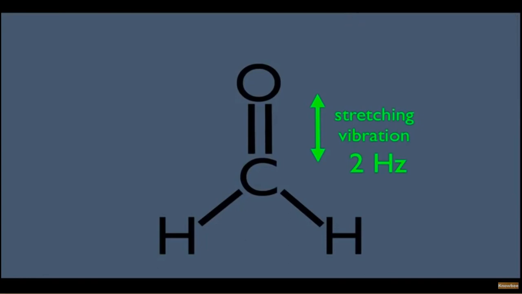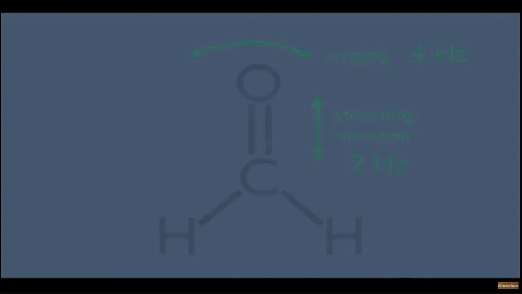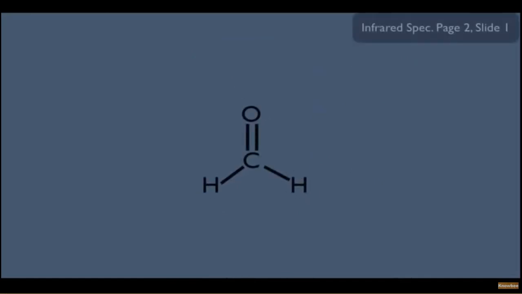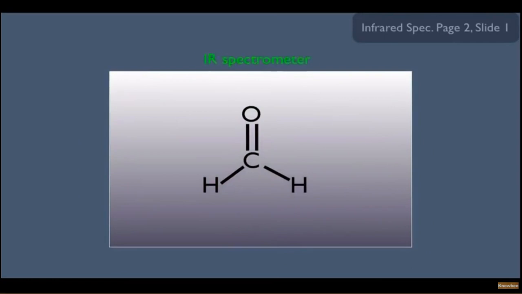Now, let's say we could also measure the wagging. And let's happen to say that it wags at 4 hertz, which again means it goes back and forth one cycle, or wags back and forth, 4 times per 1 second. If that's the reality, then let's see what happens when we take our formaldehyde molecule and we stick him in the IR spectrometer. And let's again label our stretchings at 2 hertz and our waggings at 4 hertz.